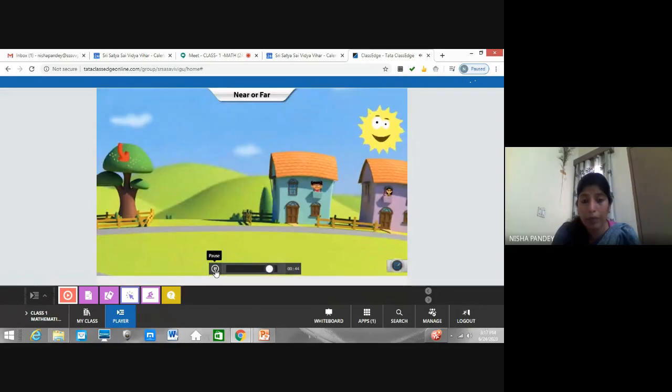So see this tree. Can you see this tree? Yes. But the flowers, can you see the flowers? Which color flowers are there? No, because this tree is very far from this place. So it is far away, so it is not visible. We are not able to see it properly.